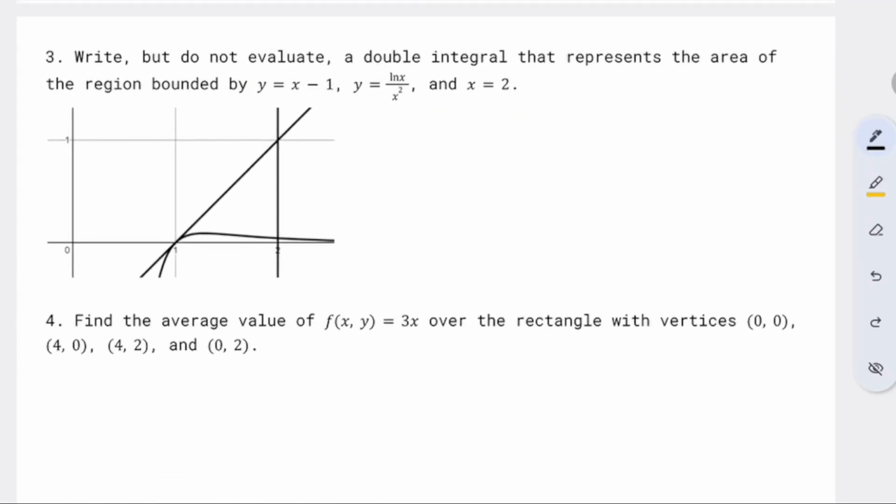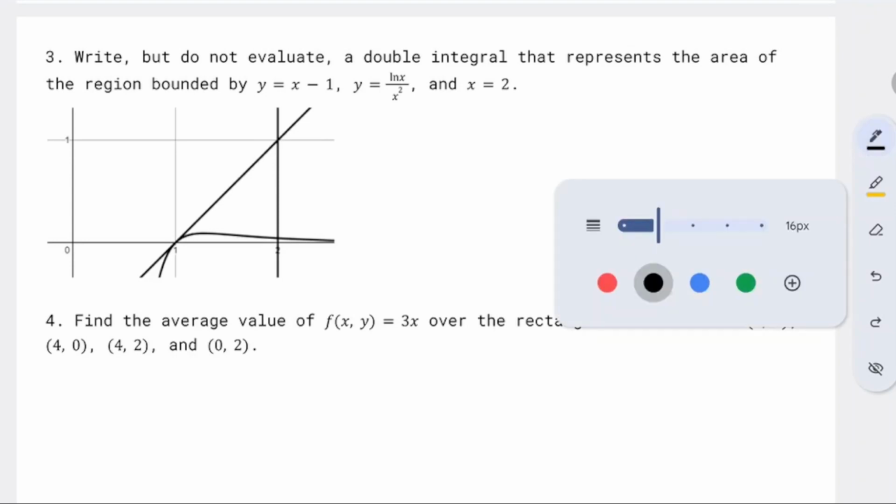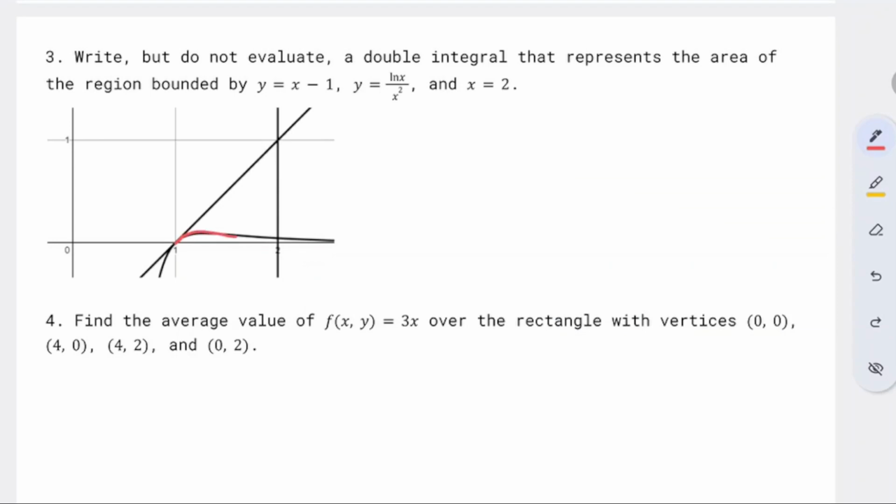Number 3, right? But do not evaluate a double integral that represents the area of this region. Yes, I remember there was a message with this one. This one we have to do y first. We cannot do x first because of the way that the curve here goes up and then down. It's kind of subtle, but if we tried to go sideways, we'd be having a missing curve, or it'd be there and also there. That's not going to work. So we've got to go vertically, because that's always going to be consistent.